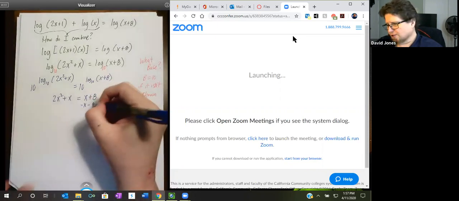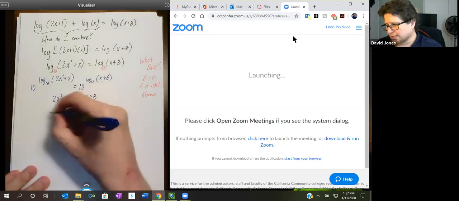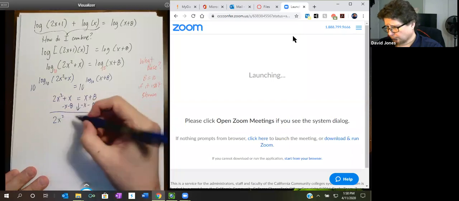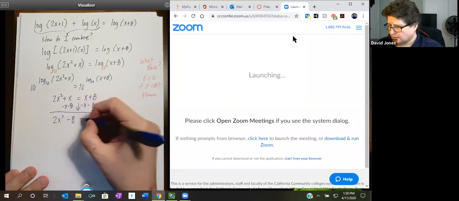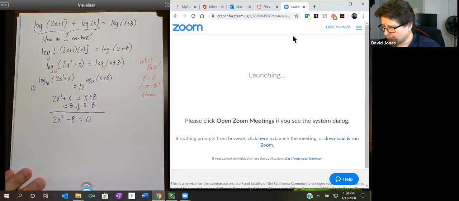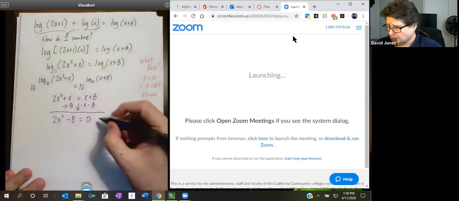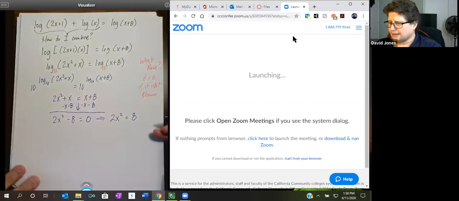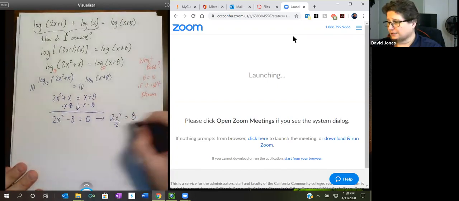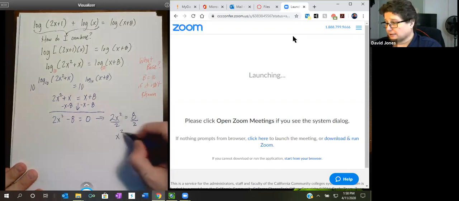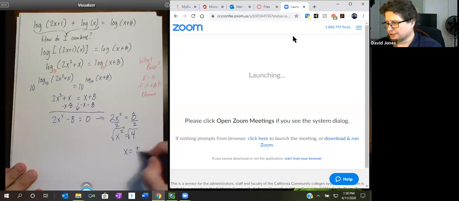This looks like it's going to be quadratic, so let's move everything to one side. Having that x go away, this actually gets a little bit easier. Let's put that 8 back over on the other side. I don't need to factor here, I can divide by 2. When I just have a square and no x, it's easier just to take the square root, and we get x equals plus or minus 2.